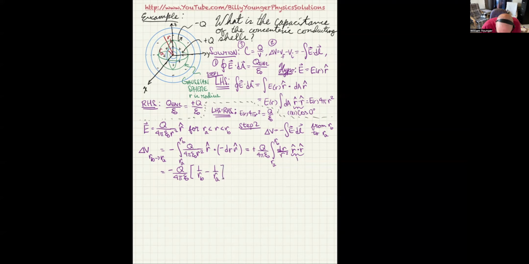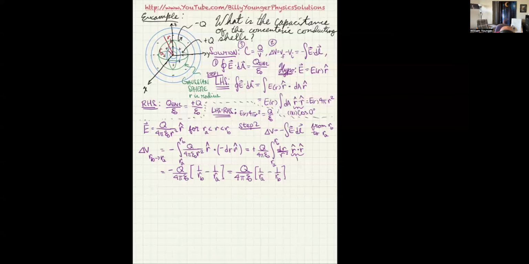Now, you know RB is bigger than RA, so 1 over RB is smaller than 1 over RA. So this quantity inside the brackets is negative, and then the negative sign in front of it makes it positive. So I'm just going to write it in the other order so that we'll know that it's positive. So what I'm going to have now is q over 4 pi epsilon naught times 1 over RA minus 1 over RB, and that is the voltage difference.